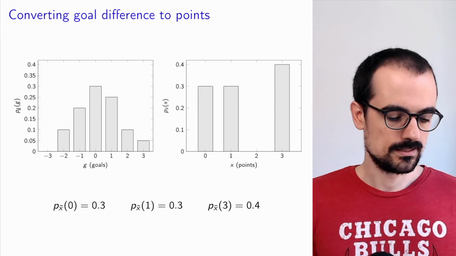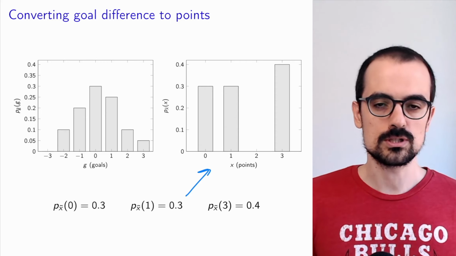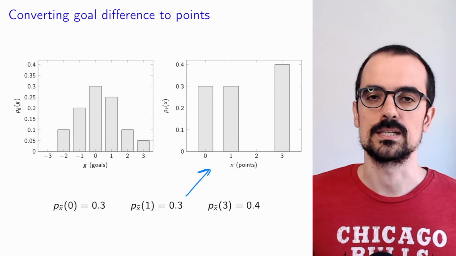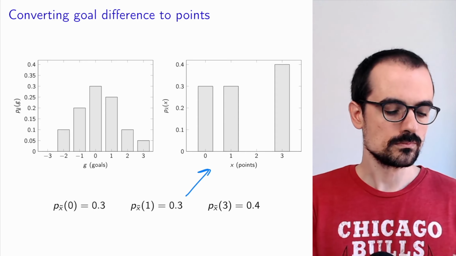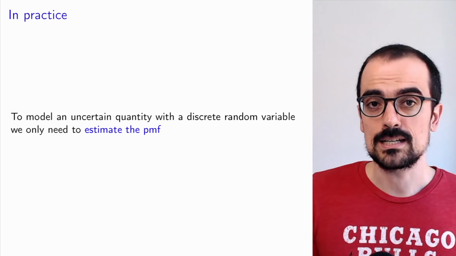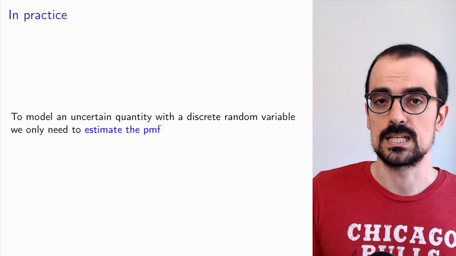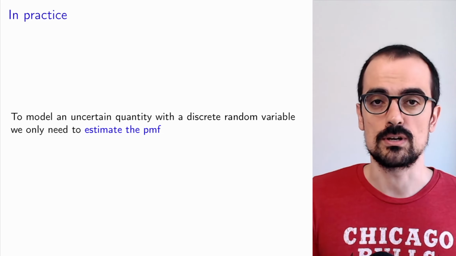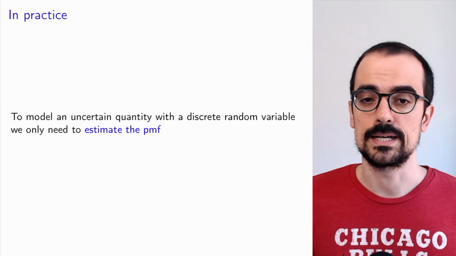Okay, and this is how the new probability mass function looks. Again, it's a valid probability mass function. It sums up to 1. All right, so in practice, because the probability mass function is the user interface of a discrete random variable, that's what we're going to estimate from data.